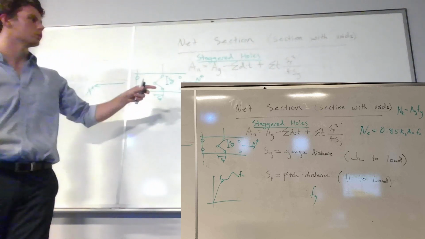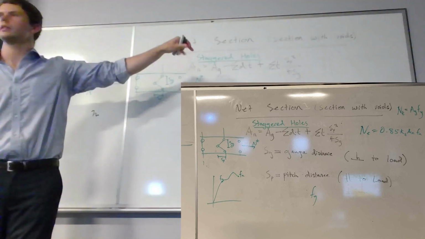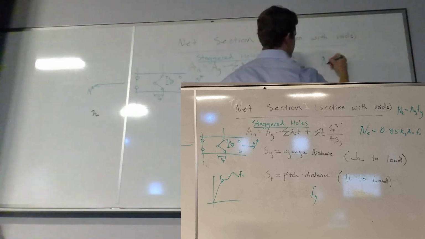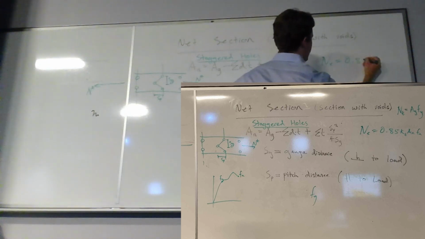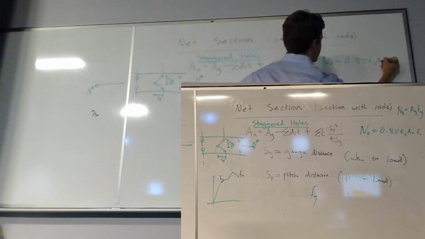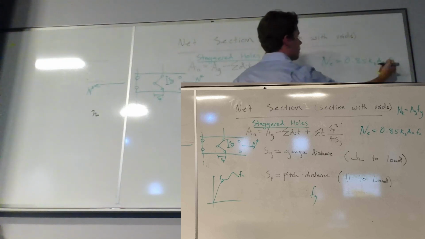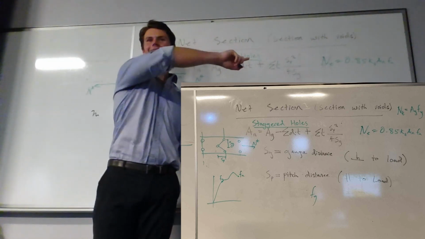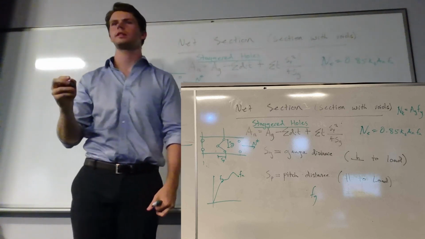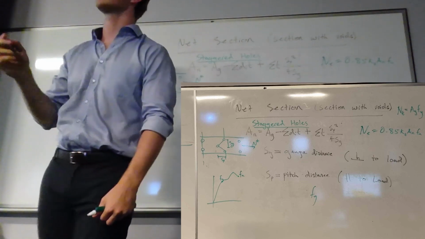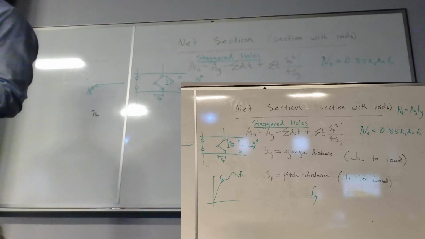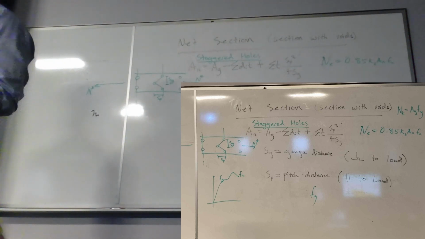Then once you've got your AN, you just calculate your NT. Back to that formula, NT is equal to 0.85 KT AN FU. What's FU? Pardon my French. Does anyone know? What was that, sorry? Oh, very close. Not quite. Perfect. What's yield strength? How do we represent that? Yeah, the letter.